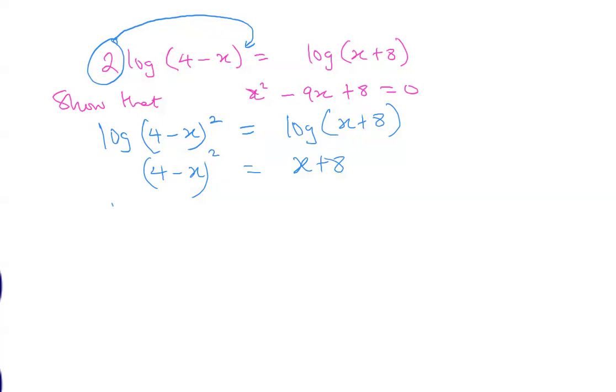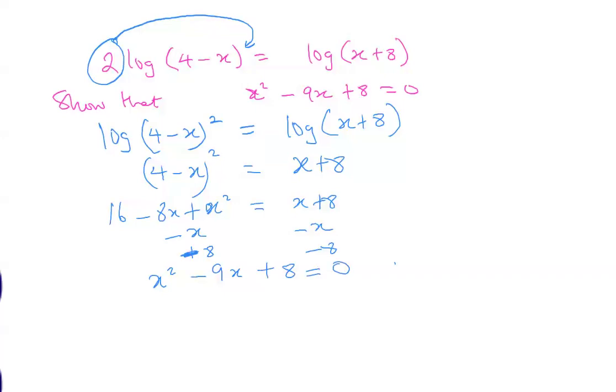Then that gives you 16 minus 8x plus x squared equals 8 plus x. Then you now take away x from both sides, and you also take away 8 from both sides. So that gives you x squared minus 9x plus 8 equals 0, as required.